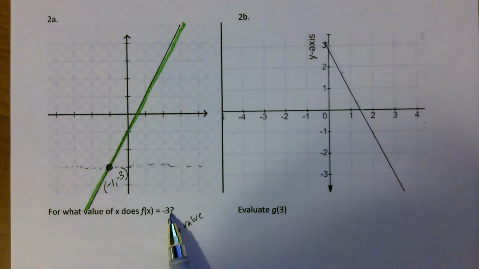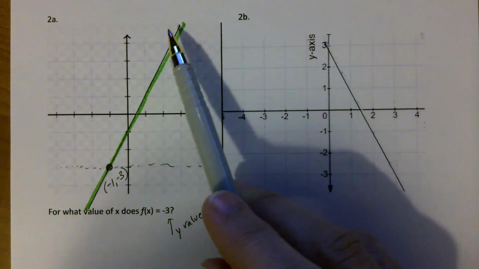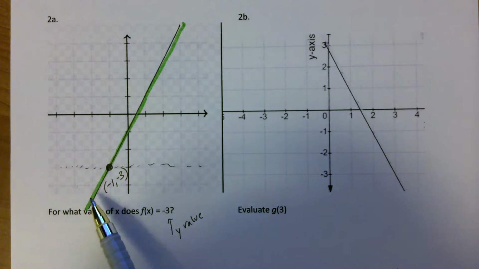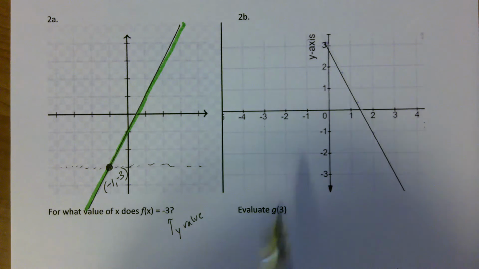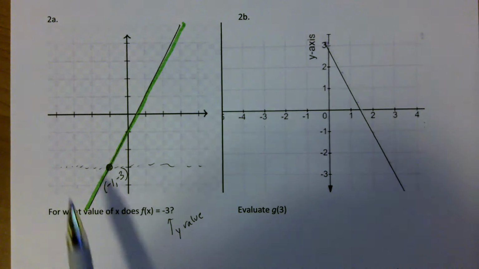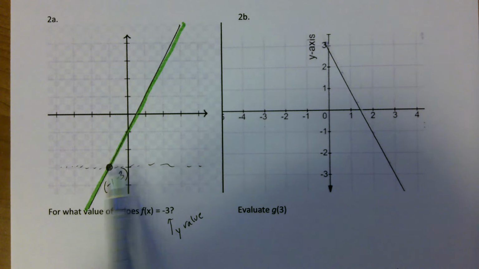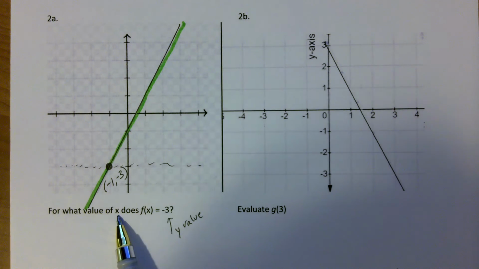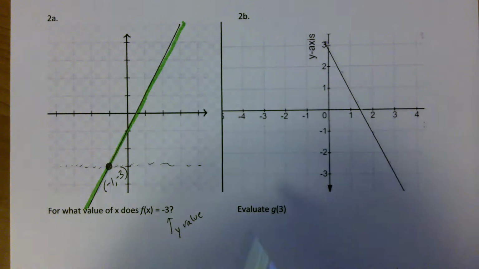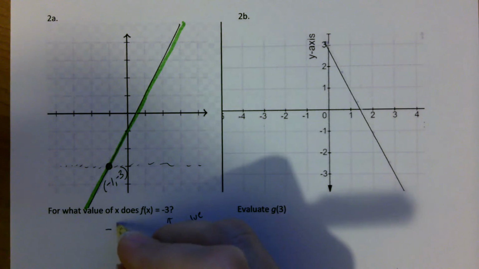So if you're told the y value is -3, I'm looking at this graph, this picture, and finding what point will have a y value of -3. So I'm going to go down at -3. This is the point on the graph. What's the coordinates of the point? -1, -3. So what value of x has a y value of -3? The value of x would be -1.